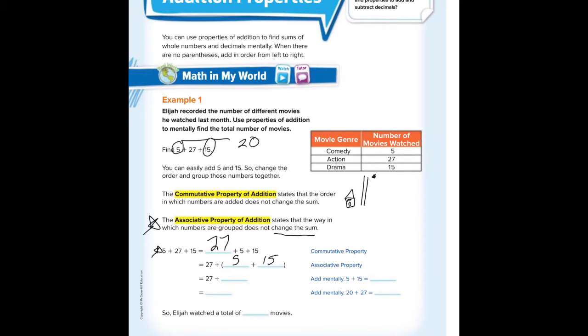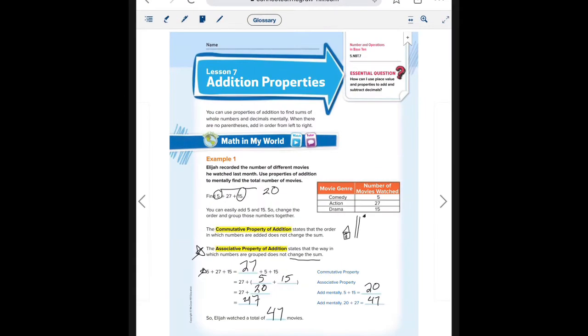I know this is the long way of doing it. This is the way this math book likes it, and it's okay. So we can group 5 and 15 together and know that that equals 20. 27 plus 20, we can do that in our head. 47. So Elijah watched a total of 47 movies. Wow, he must have had a lot of time on his hands. Also, over here to the right, for the associative property, you can add 20 and 47. Alrighty, next page.